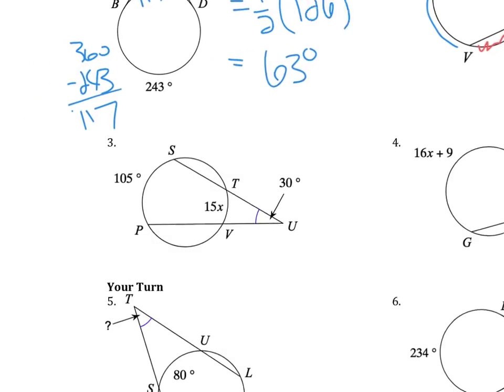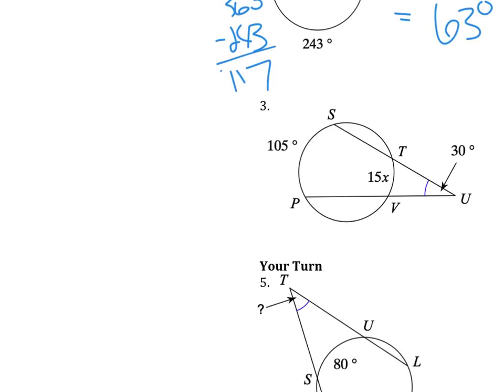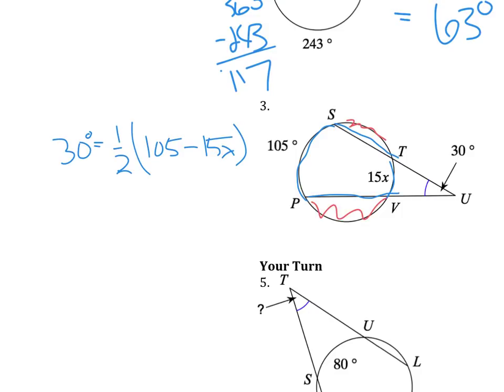All right, so let's look at number 3 now. Work over here. So now we have multiple things going on. So we know our angle out here is 30 degrees, and that's going to be equal to 1/2 the major arc, which in this case our major arc is 105. And we're going to subtract our minor arc, which is 15x. And in this case, we have 2 secants, because we intersect twice there and intersect twice there. So this arc and that arc are not being included.